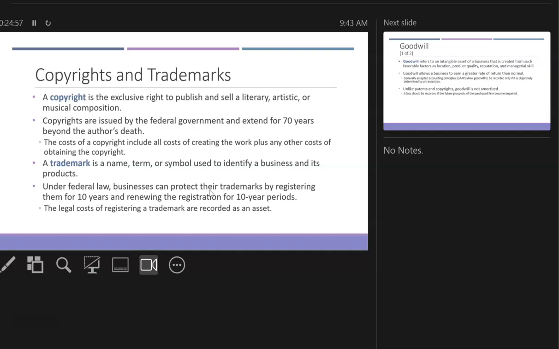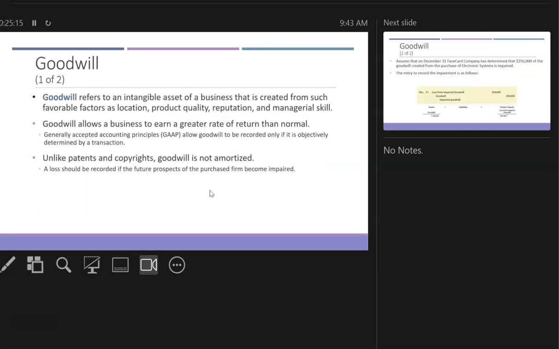Copyrights are issued for 70 years beyond the life of the author's death. The cost of a copyright includes the cost of creating the work plus any other costs of obtaining the copyright. Trademarks are another intangible. Trademarks need to be renewed every 10 years.